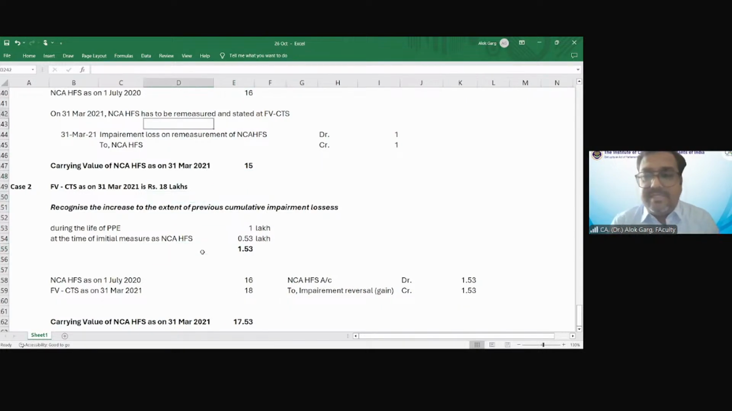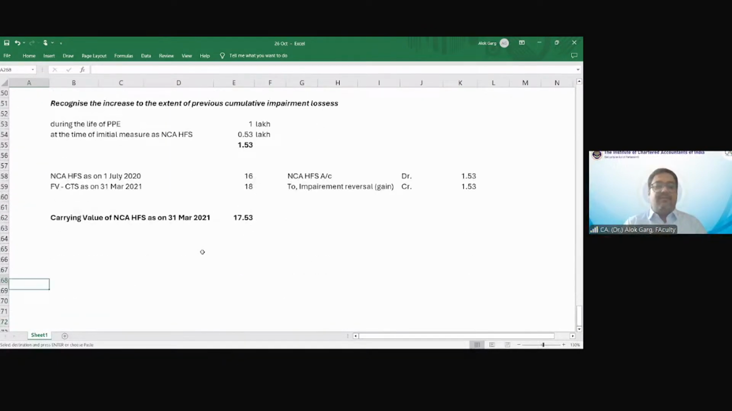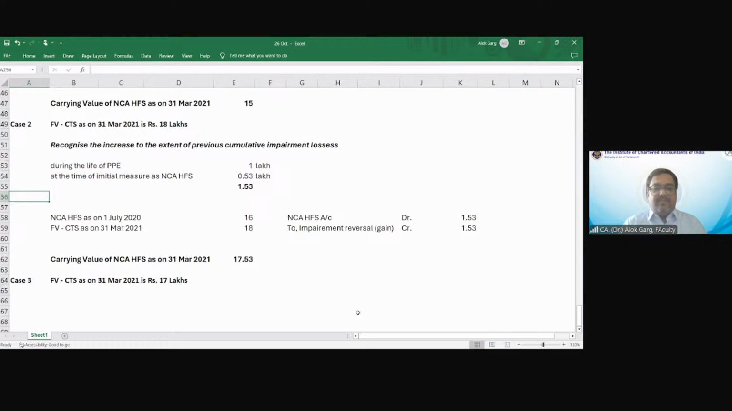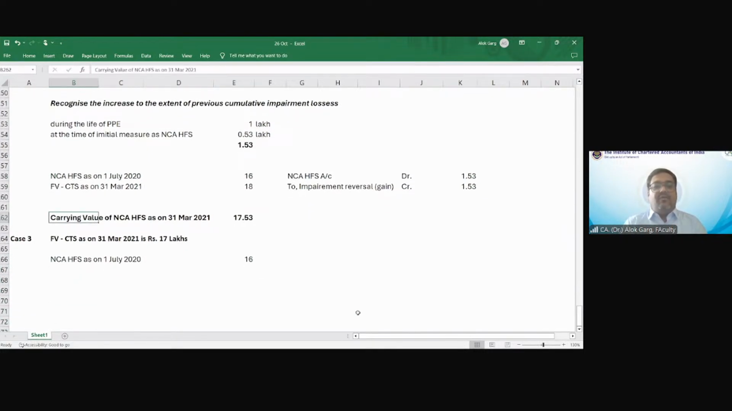Fine. Is that fine? Third situation, case 3. Fair value less cost to sell as on 31st March 2021 is 17 lakh. What to do now? What was my initial value? NCHFS on 1st July 20 is 16 lakh. Initially measured at 16 lakh. But now this fair value less cost to sell becomes 17 lakh. There is an increase of 1 lakh.